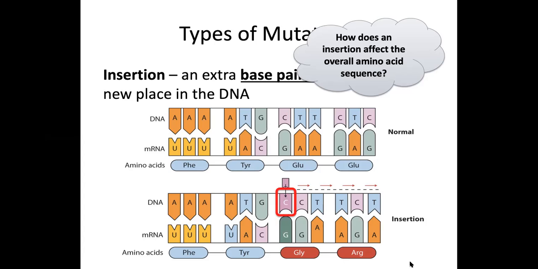This is the inserted one. This is the normal one. This is just the normal DNA. Where's that last C go to? From the top and in, where does that go? It would go to the one after, if this were to continue.